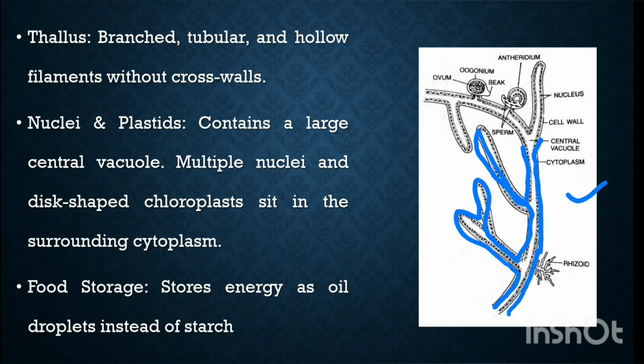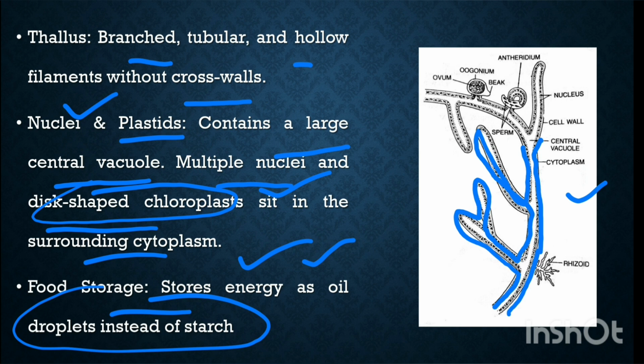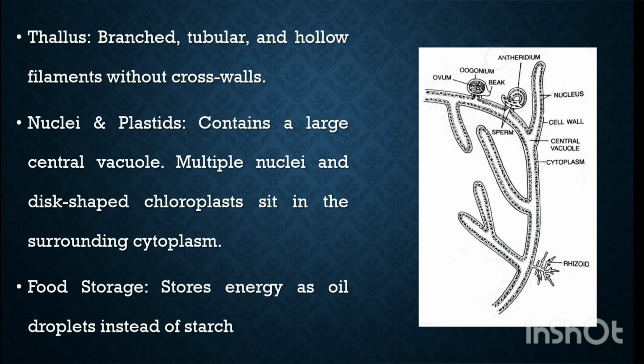The main plant body is the thallus, and the thallus is a branched tube-like structure, a hollow filament without cross walls, with many nuclei. It contains a large central vacuole, multiple nuclei, and disc-shaped chloroplasts. Remember this, Vaucheria has disc-shaped chloroplasts sitting in the surrounding cytoplasm. For food storage, it stores energy as oil droplets. So in Vaucheria, the stored food material is oil.